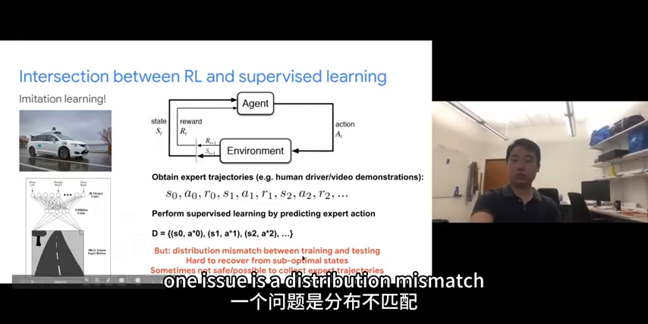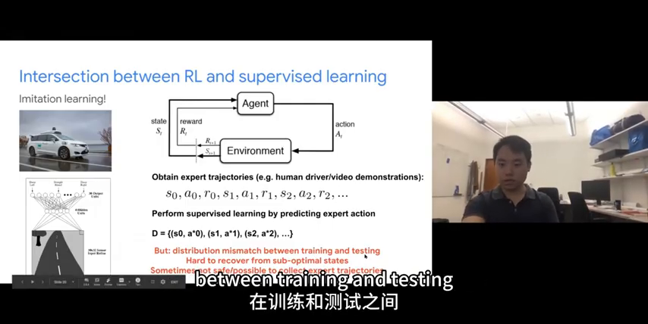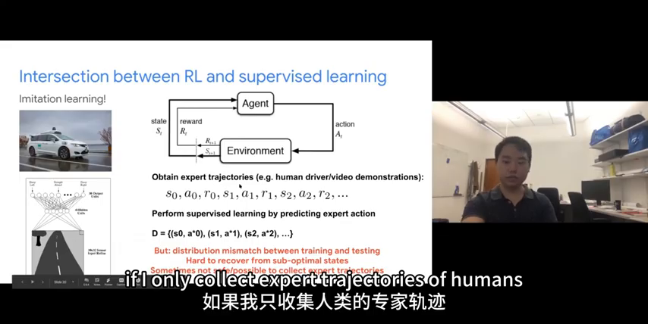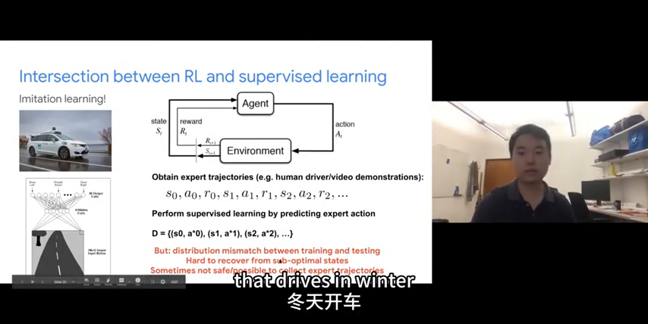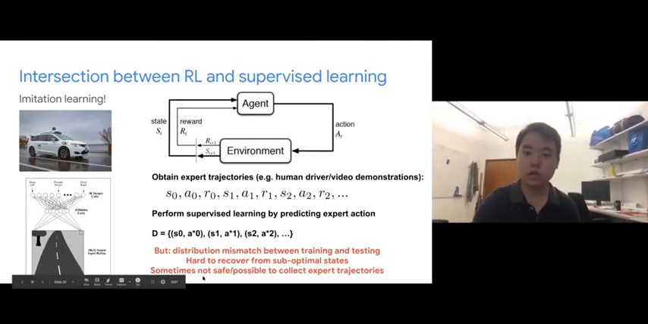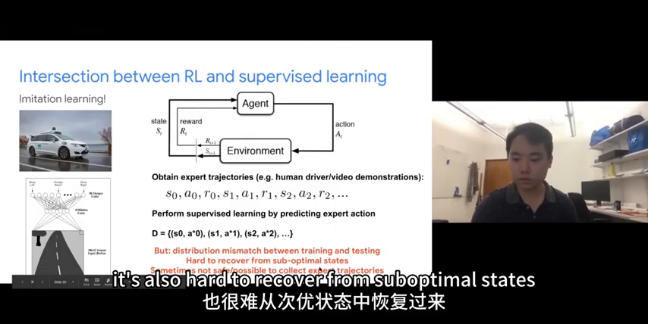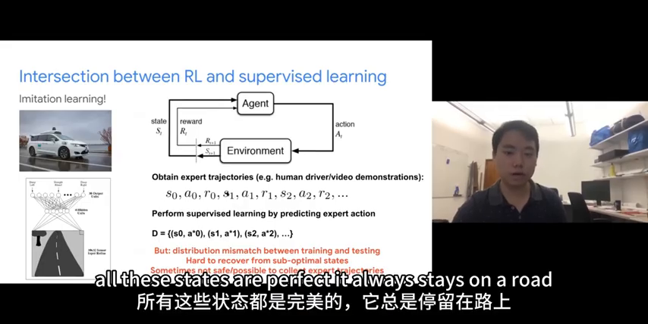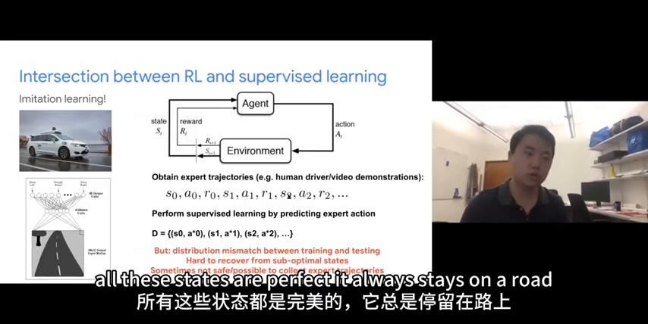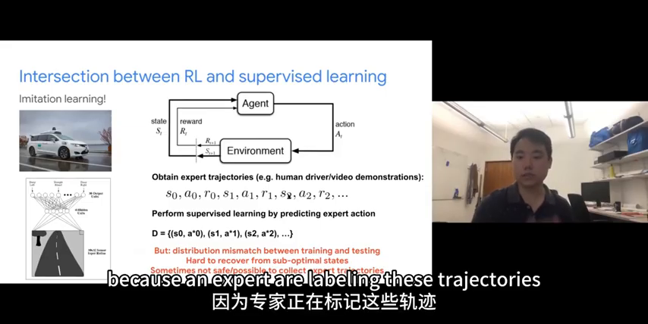One issue is a distribution mismatch between training and testing. So let's say if I only collect expert trajectories of humans driving in the summer, they're not going to be able to train a model that drives in winter. It's also hard to recover from suboptimal states. So in this set of expert trajectories, all these states are perfect. It always stays on the road. It always follows the road signs because an expert is labeling these trajectories.